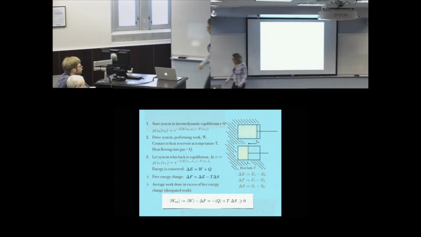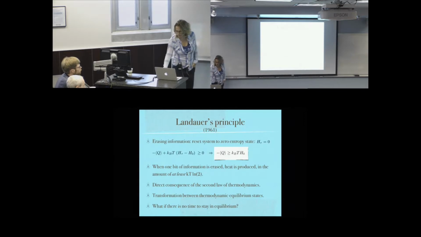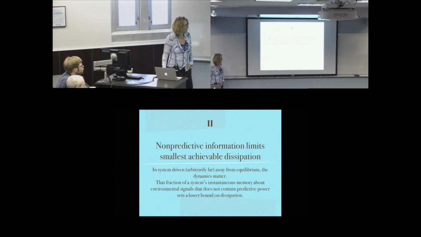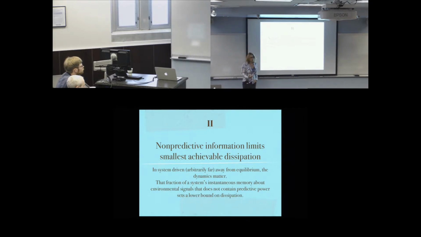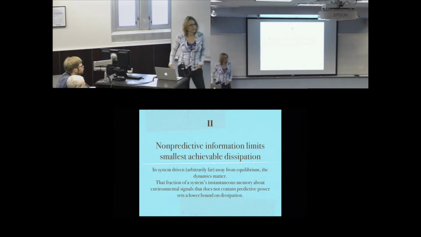So now I'll show you that for these systems driven far away from equilibrium, the lower bound will be what I call the non-predictive information. It's that part of a system's memory that doesn't allow the system to make any predictions about what the environmental signal is going to do in the future.